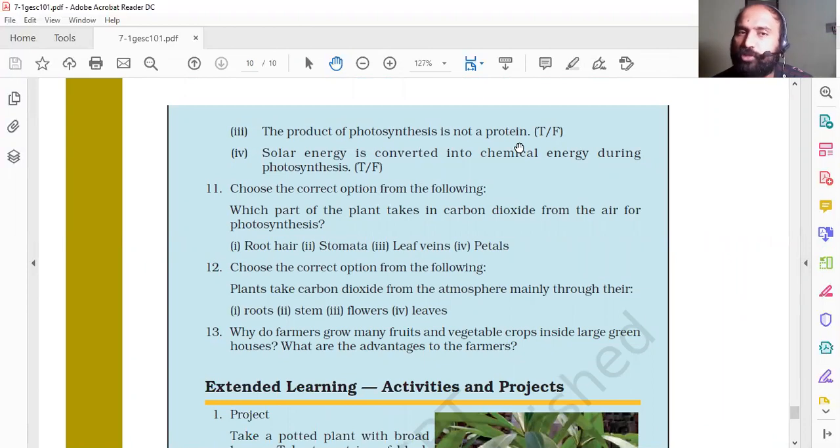The product of photosynthesis is not a protein. Yes, true. The product of photosynthesis is not a protein. It's glucose. So it's true. It's not a protein. It's true.